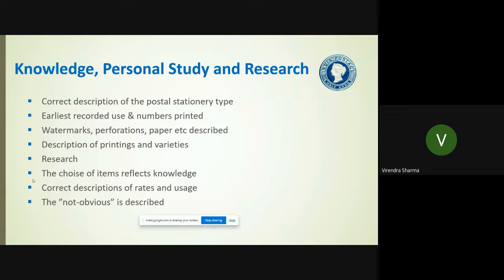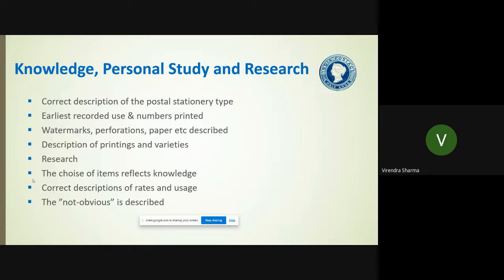Even in thematic, if you are showing any postal history item, you must understand that you have to explain what was the rate, what was the route, what were the uses of that, if it is important, right? Not everywhere, but whenever there is any postal history item, you have to explain that, which is not obvious, that you have to describe.